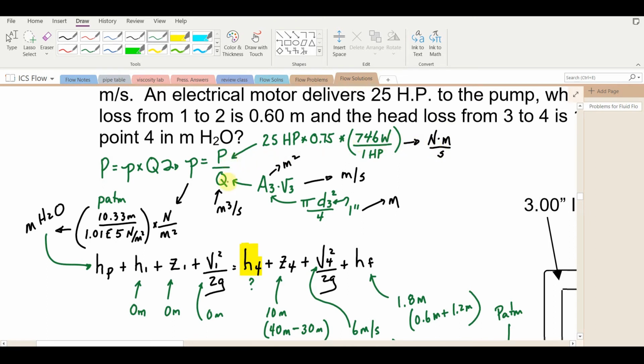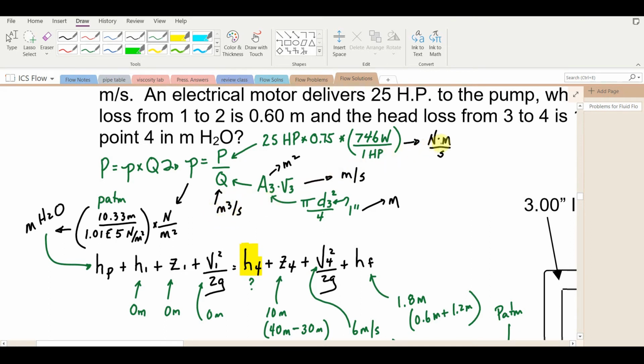We divide it by the flow rate, which has to be in cubic meters per second. Flow is A times V. Since we have the velocity at point 3, I'll use the area at point 3. The area comes from pi d3 squared over 4. d3 is 1 inch diameter, but working in SI, make sure you convert that 1 inch to meters before you square it and multiply by pi over 4. You'll get an area in square meters, and the velocity is given in meters per second. It'll give you the volumetric flow rate in cubic meters per second.